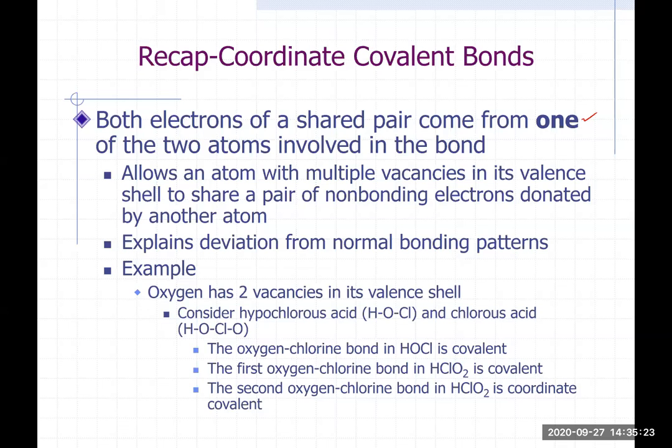For example, oxygen has two vacancies in its valence shell, and if we wrote the Lewis structure for oxygen, we would be able to see that because oxygen has a valence of 6. And so there's a vacancy that I'm showing on the left and the right side of that oxygen. If we consider something like chlorous acid, is this one, and we quickly write the Lewis structure.